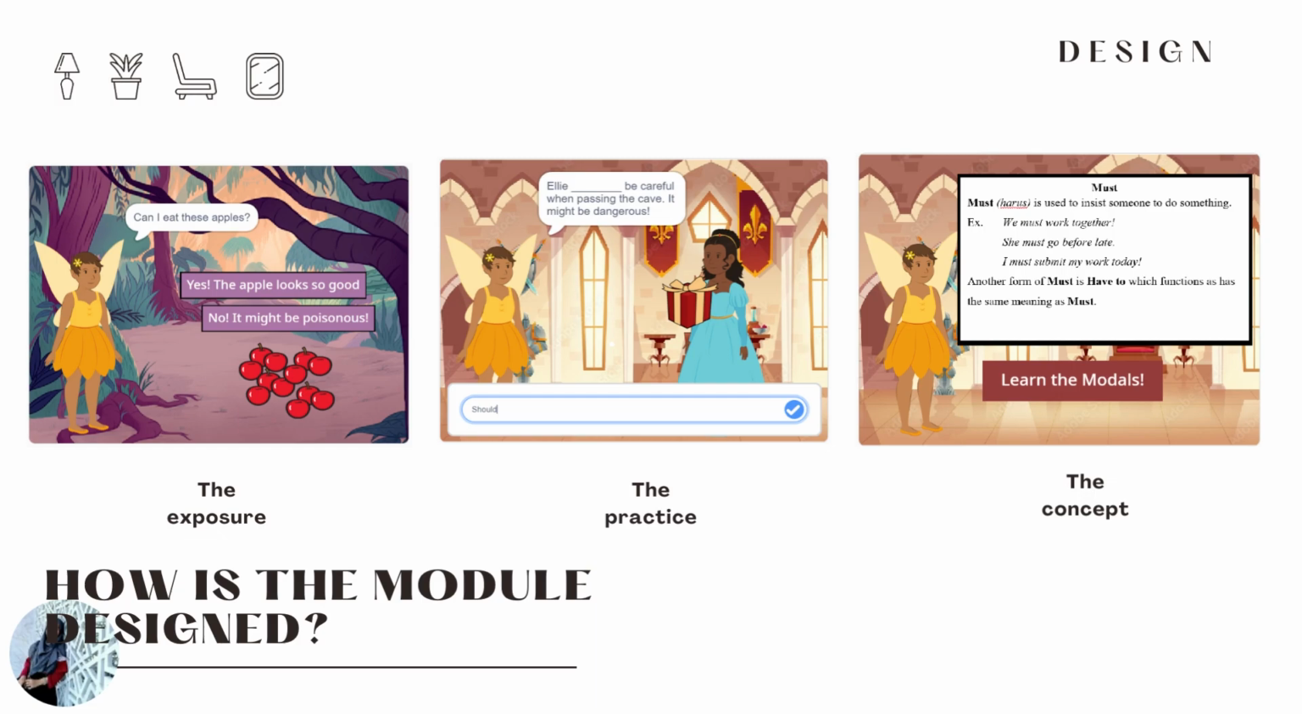Number two, the practice. After the story completes, there will be some questions reviewing the story by integrating modals into it. This part is aimed to stimulate the students to think and review the use of modals in the story. Number three, the concept. Lastly, an explanation about each form of the modal is provided at the end of the game so that the students may visit and review the modals after completing the game.